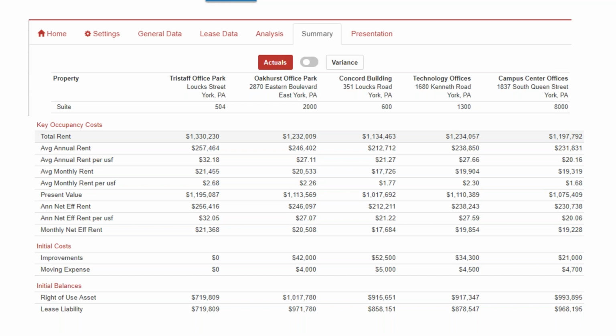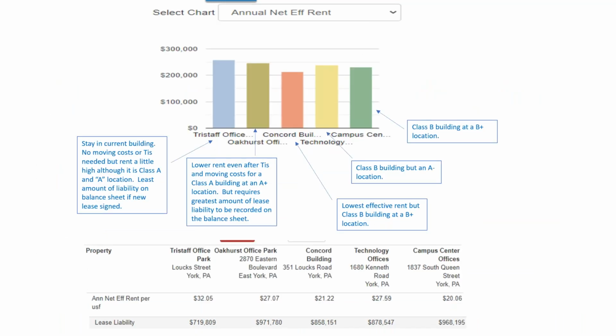You see the Concord building, in this case, the third one over, has the lowest effective rent, but you've got different impacts on the balance sheet for each. I didn't mention this before, but there were also differences in the class of each of these buildings. So what I did here, using one of the charts in the program, was add some comments designed to be just, here are the kinds of things that you might want to think about. You can do all these calculations, and that's certainly important, but there's also some art as well as science involved in this. Because you've got some trade-offs here.